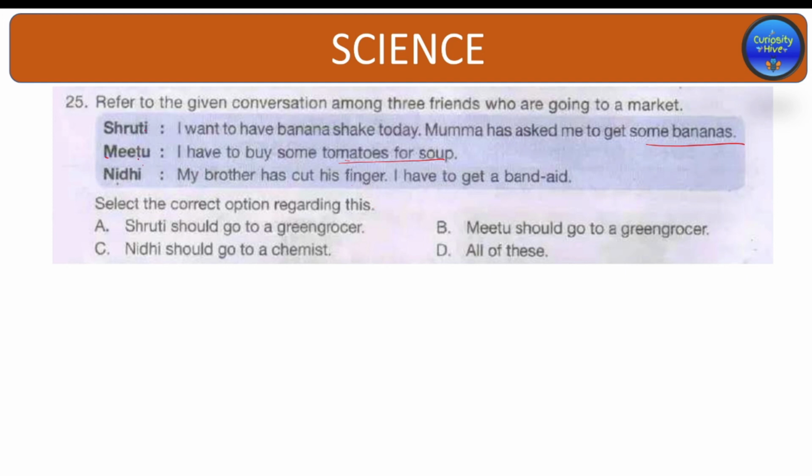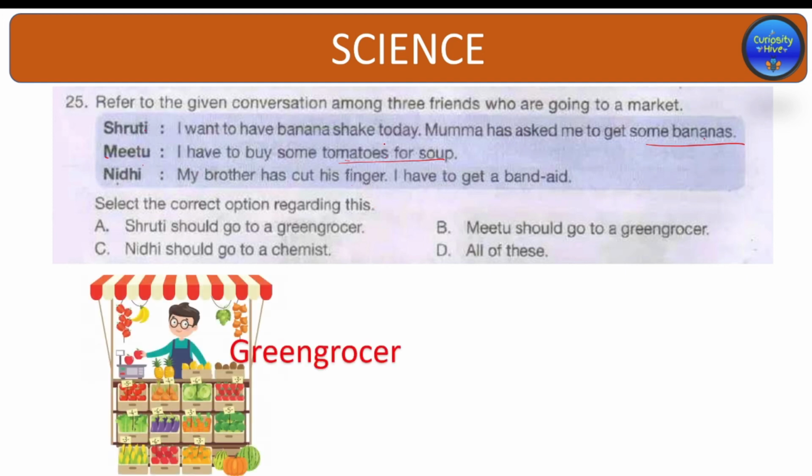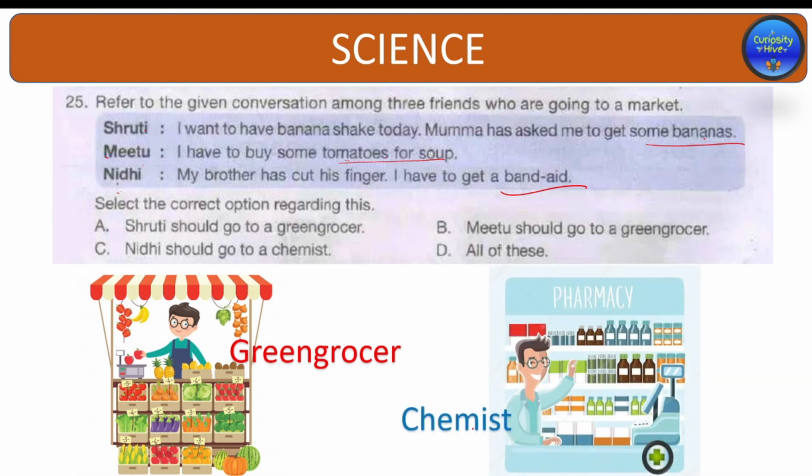Well, now Shruti and Neetu need to get fruits and vegetables which you can get at the greengrocer, and Nidhi, who wants to get a medicine, that is a band-aid, she can get that at the pharmacy which the chemist administers. So our right answer is Shruti should go to greengrocer, Neetu should go to greengrocer, and Nidhi should go to chemist. So option D, all of this is the correct one.